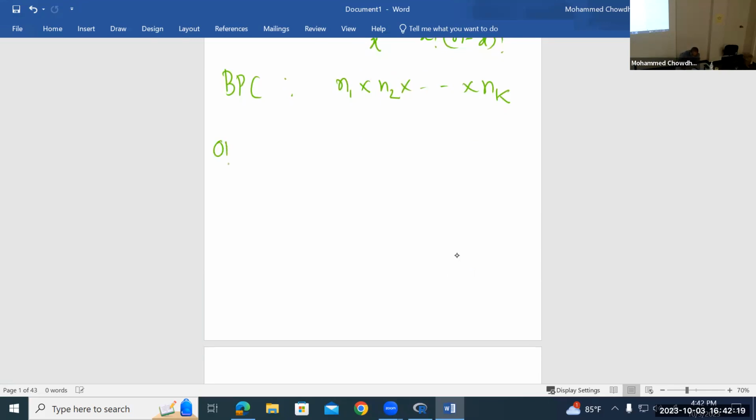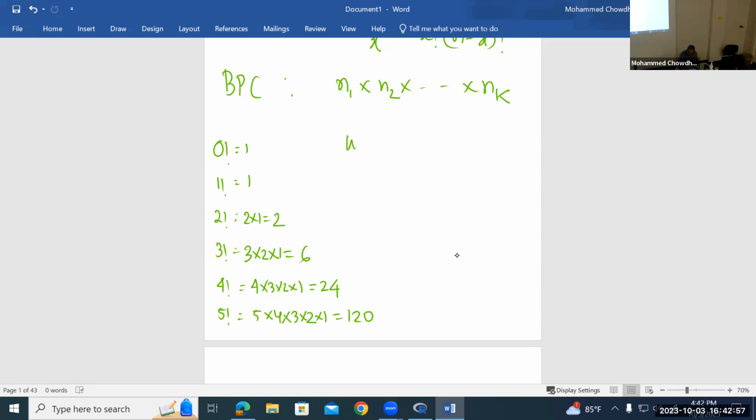Why factorial 0 equal to 1, factorial 1 equal to 1, factorial 2 equal to 2 times 1 equal to 2, factorial 3 equal to 3 times 2 times 1 equal to 6, factorial 4 equal to 4 times 3 times 2 times 1, factorial 5 equal to 5 times 4... Why factorial 0 equal to 1 and factorial 1 equal to 1?